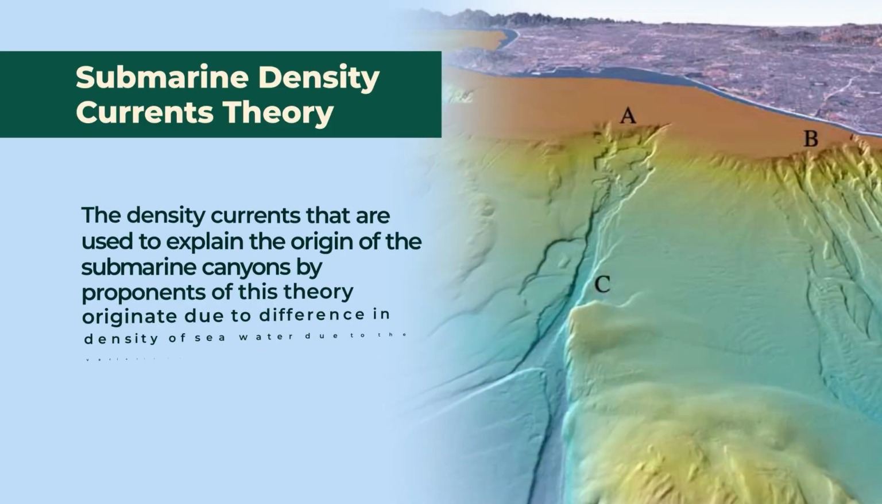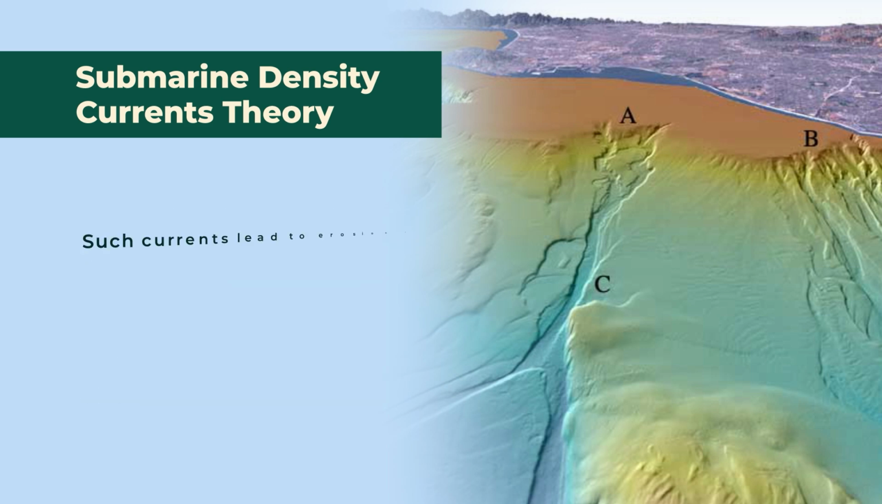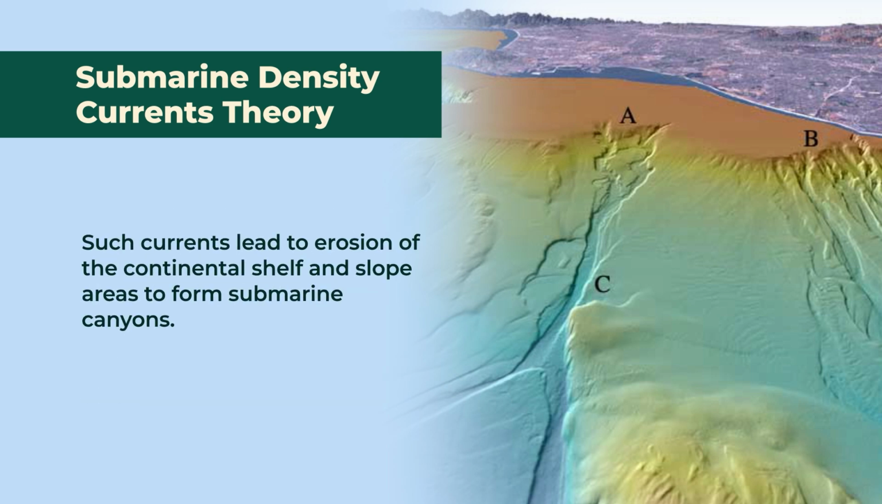the submarine environment. The density currents that are used to explain the origin of submarine canyons by proponents of this theory originate due to difference in density of seawater, and this density of seawater varies due to variations in temperature and salinity of the water. Such currents lead to erosion of the continental shelf and slope areas to form huge submarine canyons.